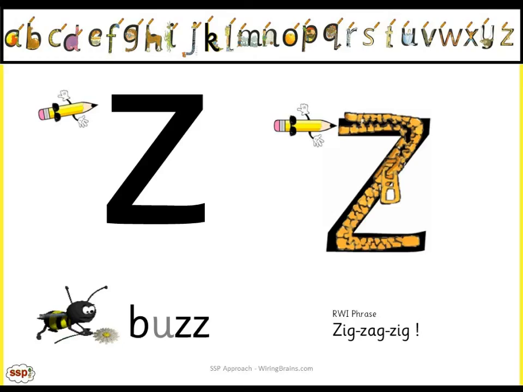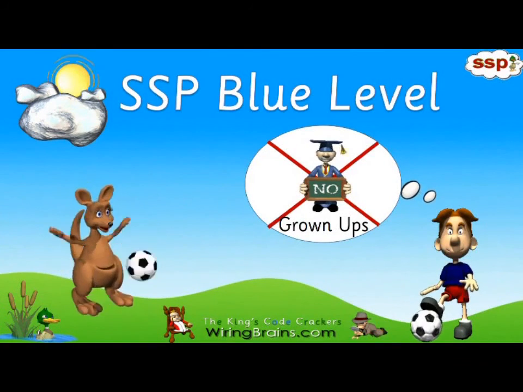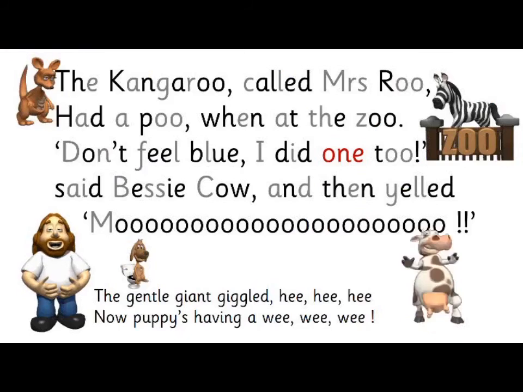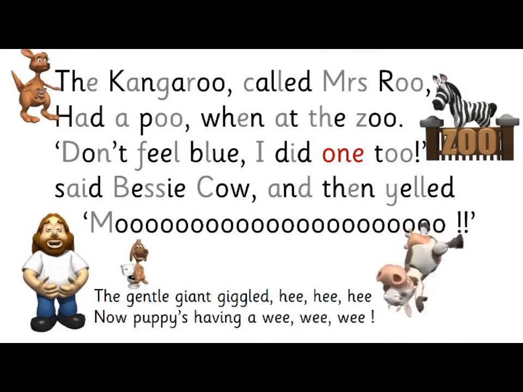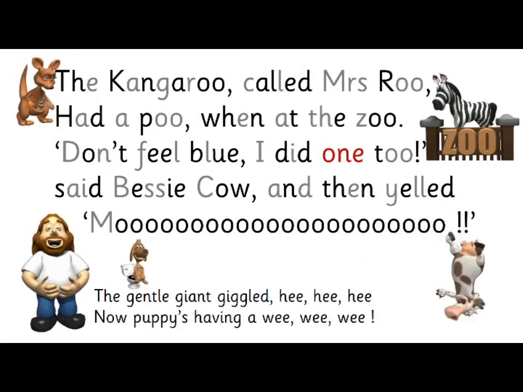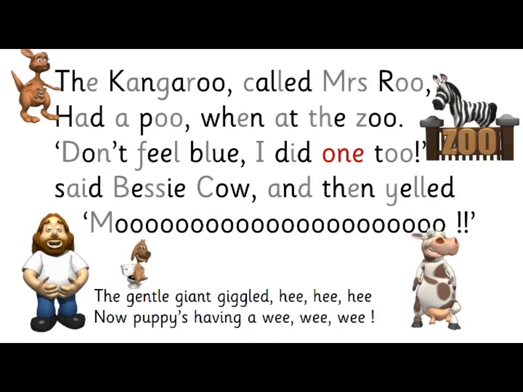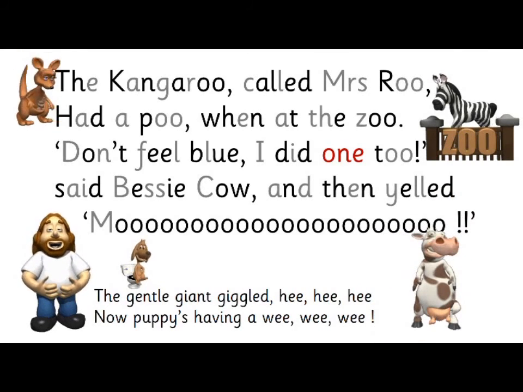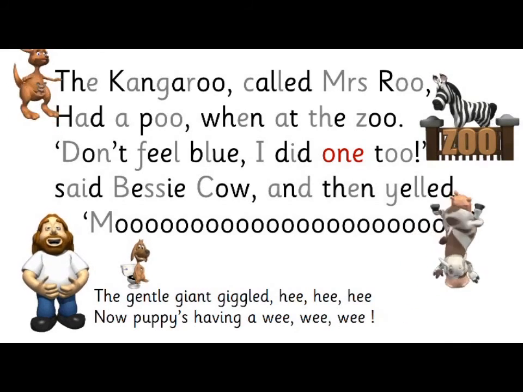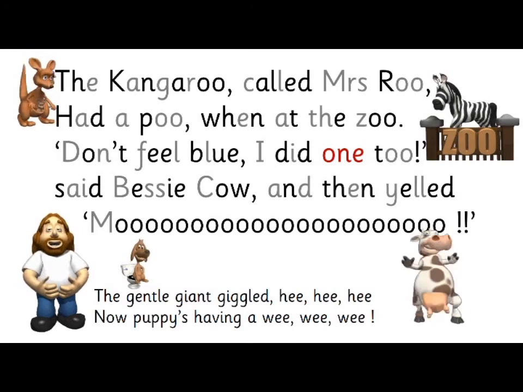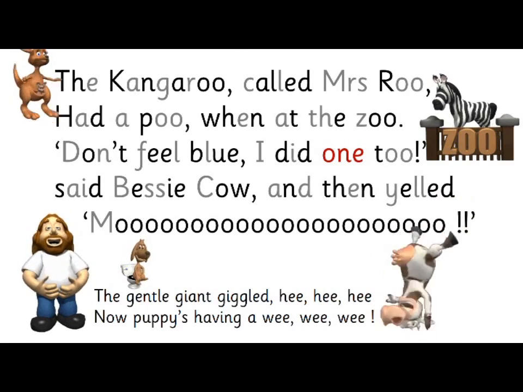Oh, that reminds me of a poem, a blue level poem. Grown up alert, grown up alert. Grown-ups may not want to pass this point, unless they're super cool. The kangaroo called Mrs. Roo had a poo when at the zoo. Don't feel blue, I did one too, said Bessie Cow, and then yelled moo. The gentle giant giggled, hee hee hee. Now puppy's having a wee wee wee.